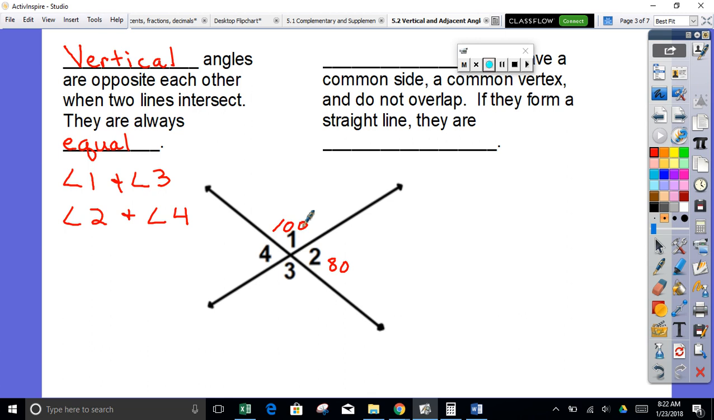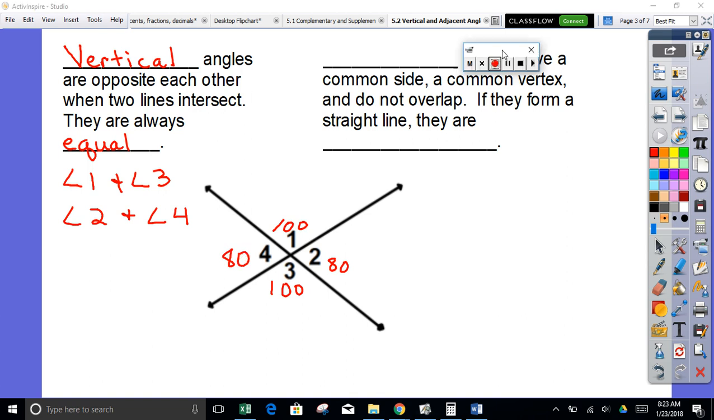Angles 2 and 3 also form a straight line off of this line, so what does angle 3 have to be? 100. So therefore, vertical angles are always equal. If angle 1 and 3 are 100, angle 2 is 80, what does angle 4 have to be? 80. Good.